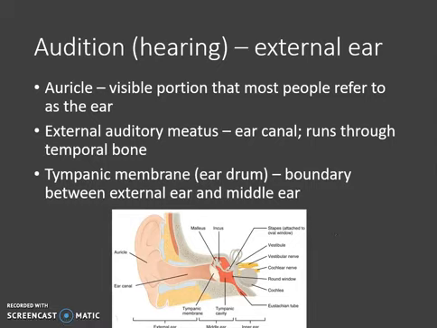So let's start by taking a closer look at the structures of the external ear. The auricle is the part of the ear that you probably typically just call the ear. So it's the part of the ear that you can see on the outside of the head. The external auditory meatus is the ear canal, which runs through the temporal bone of the skull. And you can see that here. And then the tympanic membrane is also known as the eardrum. And the eardrum is the boundary between the external ear and the middle ear.